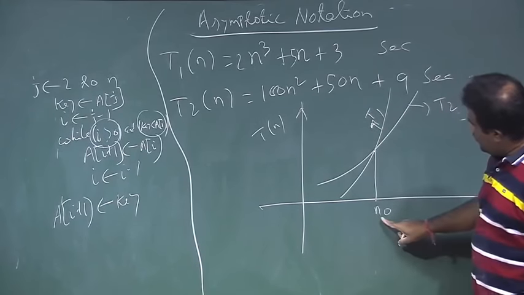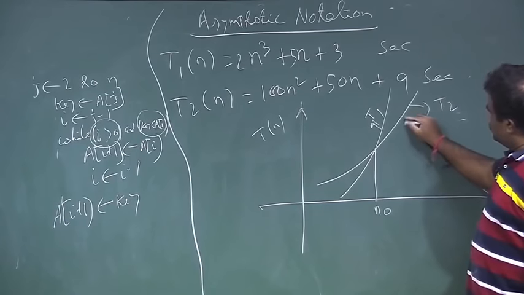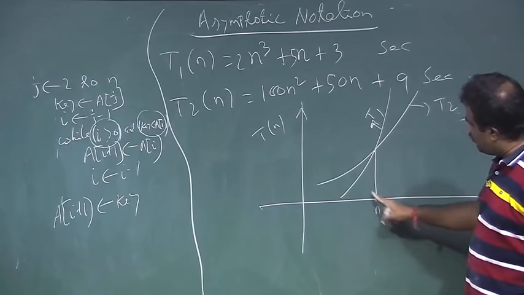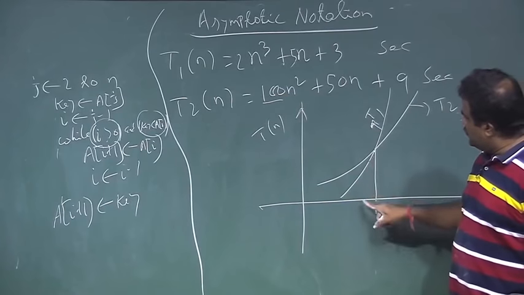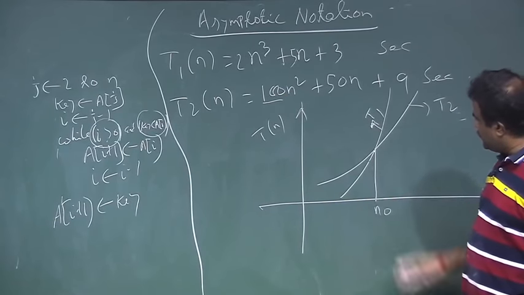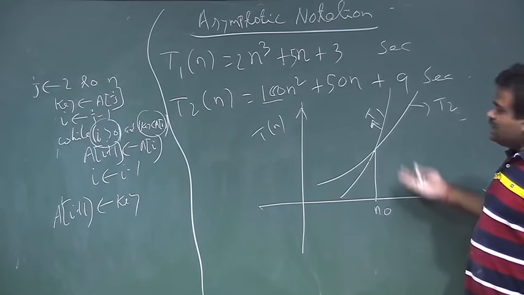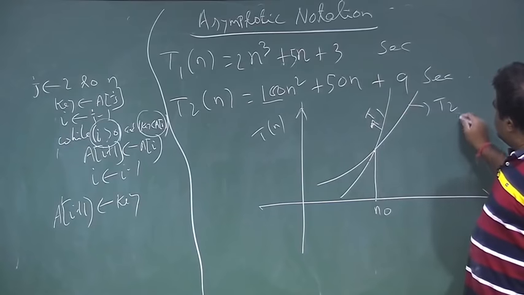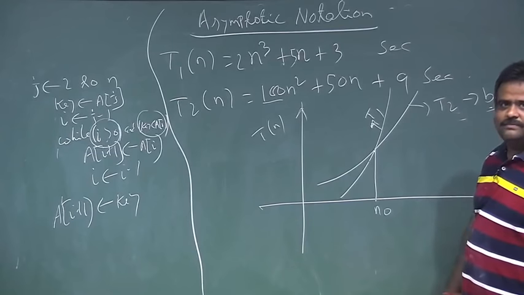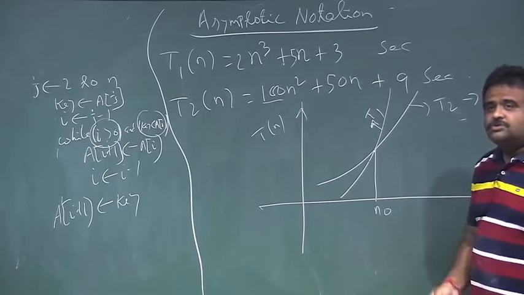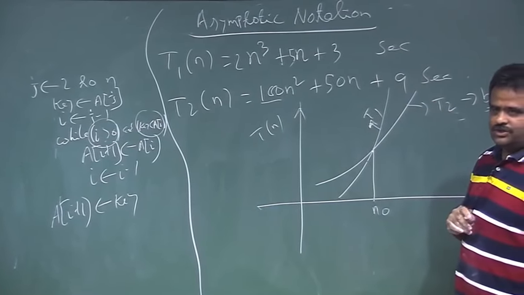So, you see, if we take n small, then because of this factor T1 looks better, but if we make n large, then it is clear that T2 is better. T2 is the better runtime, right? Because of the growth. We want to see the growth. That is why we need to bring this asymptotic notation.